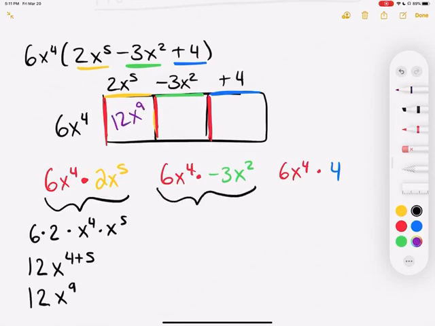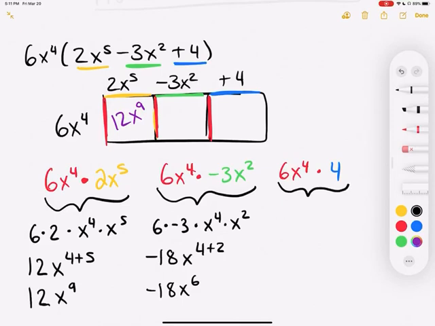For the second multiplication, I'm going to multiply the numbers, so 6 times negative 3, and then multiply the x's, x to the power of 4 times x to the power of 2. Regular numbers multiply normally. 6 times negative 3 is negative 18. And then x to the power of 4 times x squared, you have to add those 2 exponents. The final result is going to be negative 18x to the power of 6.